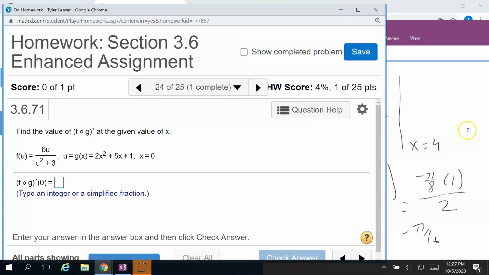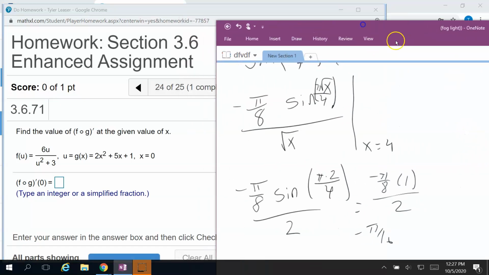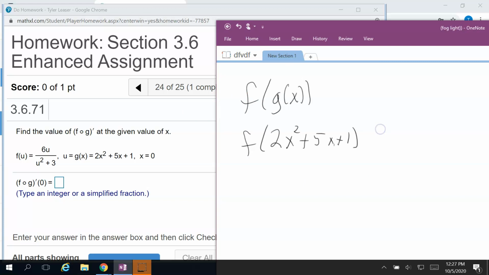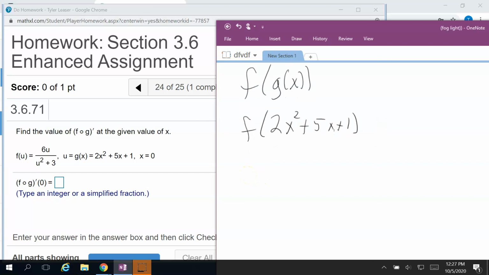All right, so looking at the next one, pretty similar stuff. I'll just scroll down here on my thing. So again, it's f of g, that composition derivative, and we have our f and we have our g. So first things first, let's actually find f of g of x. This says to take the entire function g, 2x squared plus 5x plus 1, and substitute that into the variable of f. F is 6u over u squared plus 3.